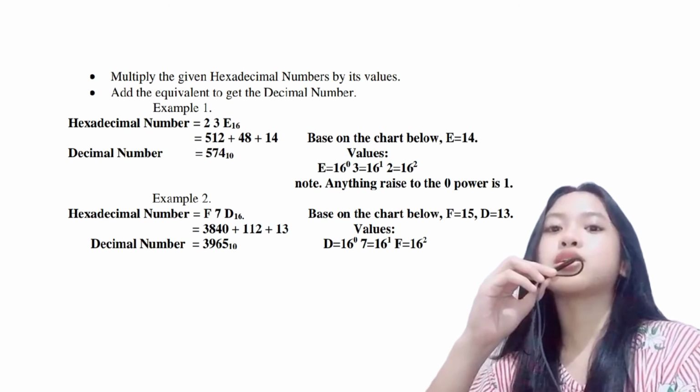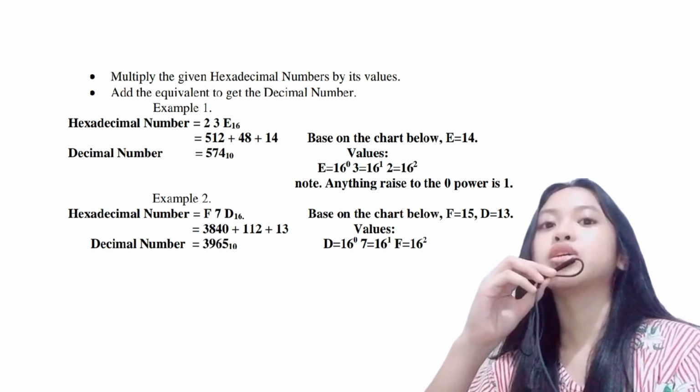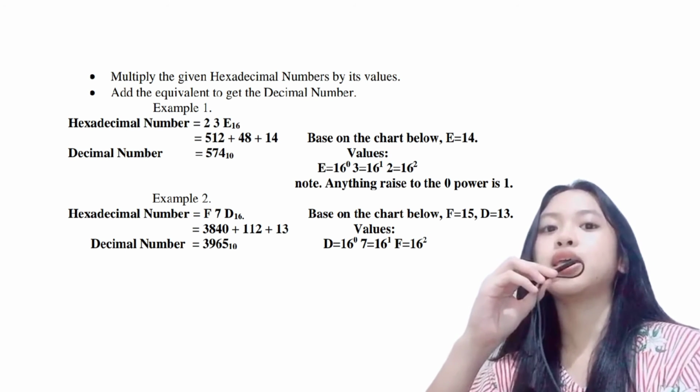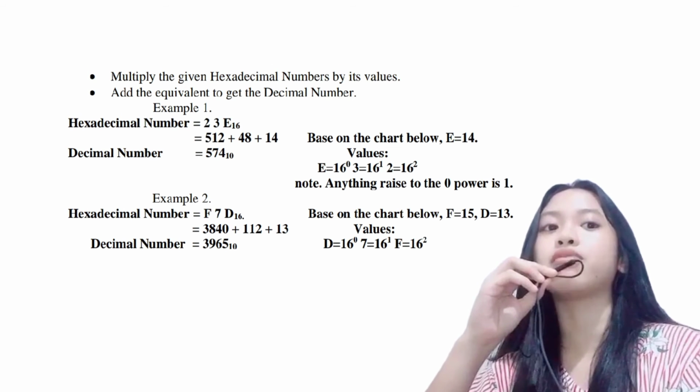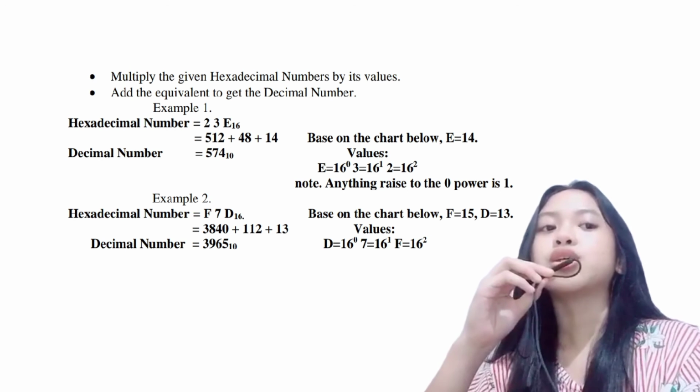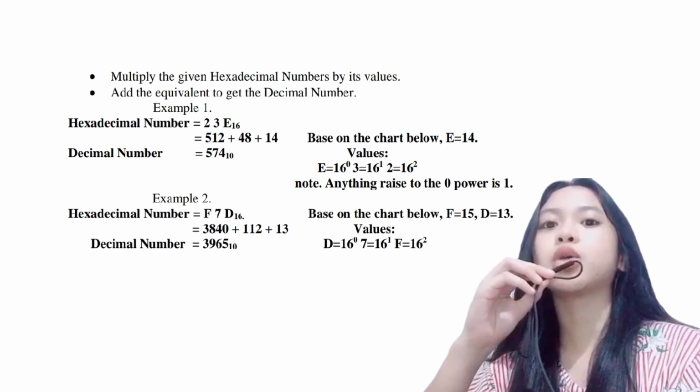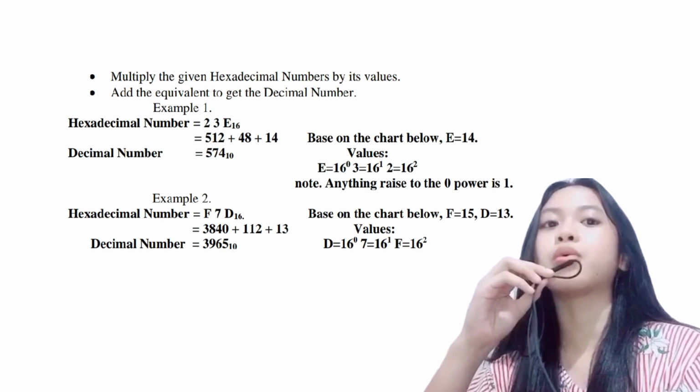Now given the example of hexadecimal number 23E sub 16, the subscript is 16 because hexadecimal has 16 alphanumeric values. So now the values are: E is equal to 16 to the power of 0, 3 is equal to 16 to the power of 1, 2 is equal to 16 to the power of 2.